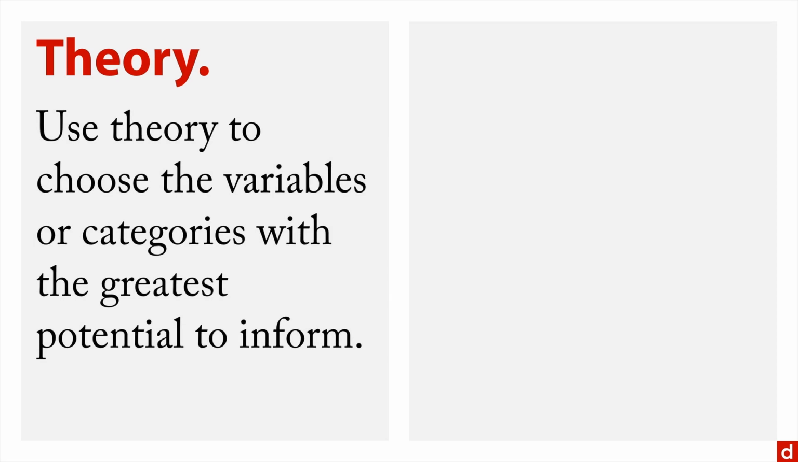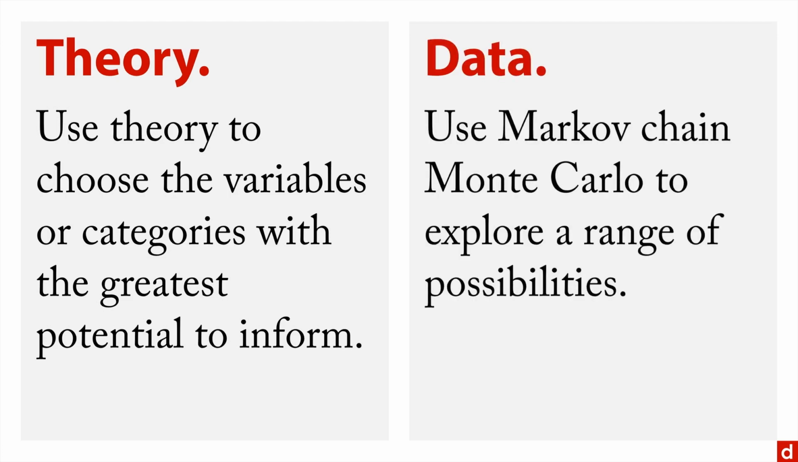There are a couple of ways of dealing with this. Number one is with theory. Use your theory and your own understanding of the domain to choose the variables or categories with the greatest potential to inform. You know what you're dealing with. Rely on that information. Second, there are data-driven approaches. You can use something called a Markov chain Monte Carlo model to explore the range of possibilities without having to go through every single one of your 95 trillion combinations.